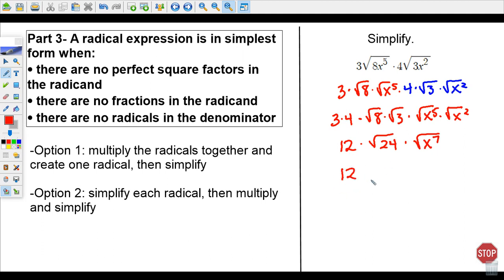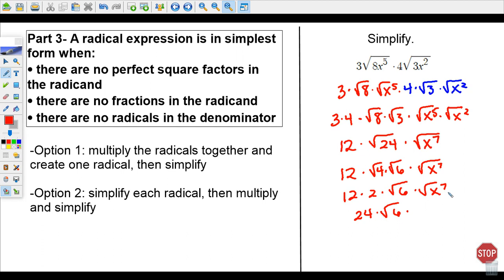So the 12 is just staying on the outside. Square root of 24. I can divide that by 4. So that's radical 4 times radical 6. I'm not going to do anything with the variable yet. Square root of 4 is 2. So this becomes 12 times 2 times radical 6. Now let's focus on the variable. Go ahead and multiply 12 times 2. That's 24 times radical 6.